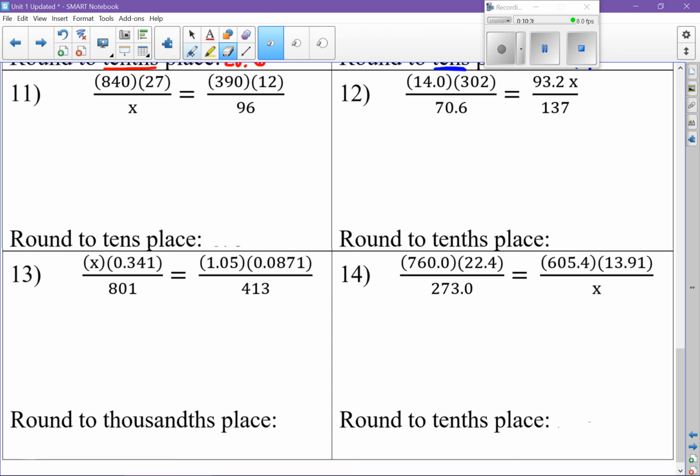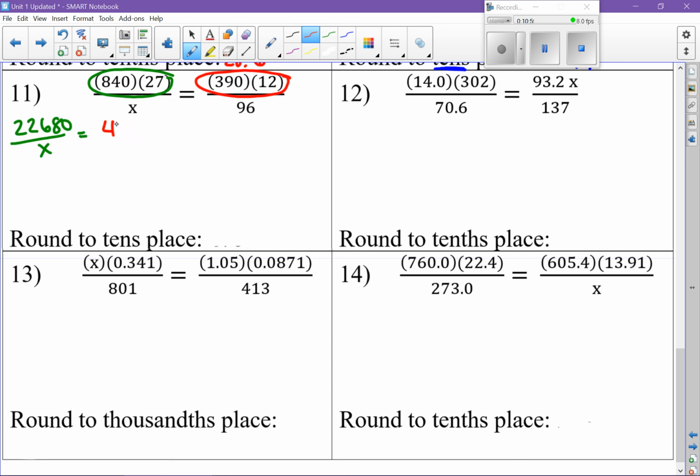Alright, this one has lots of things going on. So, first is combine like terms so that you don't have to look at as many numbers. Multiply these two things together, and then multiply these two things together. On the left, you're going to get 22,680, and keep that over x. On the right side, you'll get 4,680 over 96.